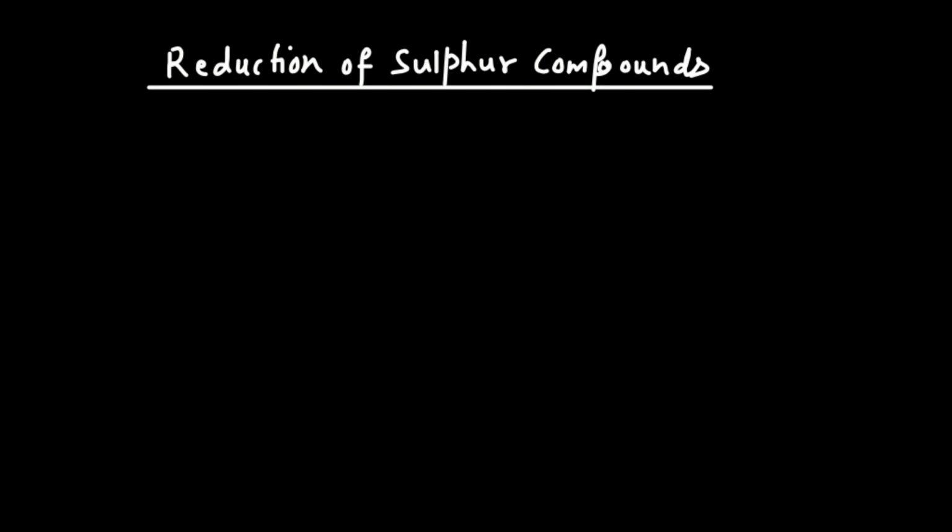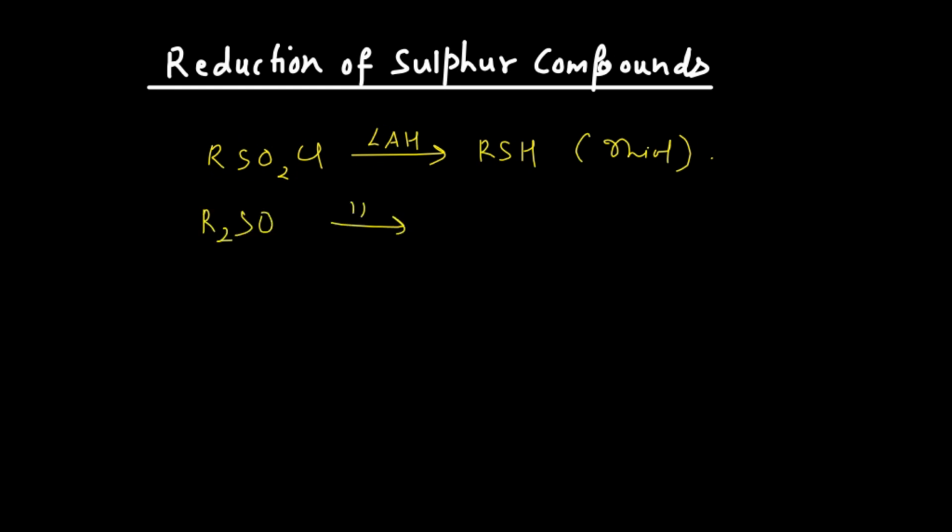And then probably this is your last reaction, reduction of the sulfur compounds. Say for example, you are having RSO2Cl, sulfonyl chloride, an alkyl sulfonyl chloride, and you are reducing this with the LAH. So it will form thiol. So this is your thiol. And when you have R2SO type of compound, you are doing the same reaction, then you have thioether. This compound is thioether. And see, variety of reactions are there.